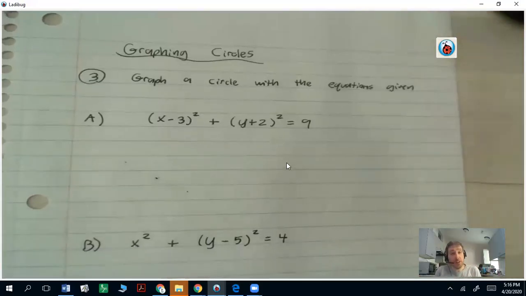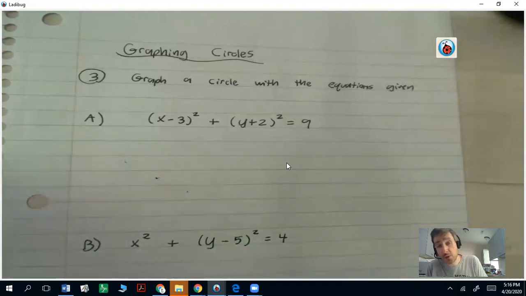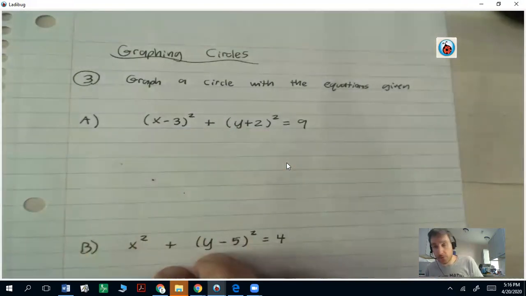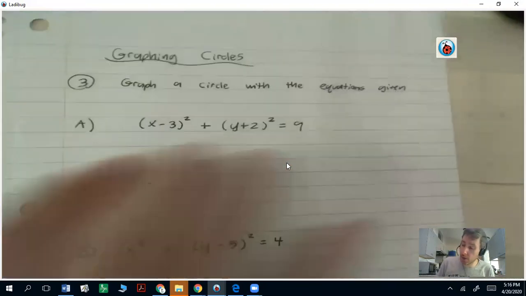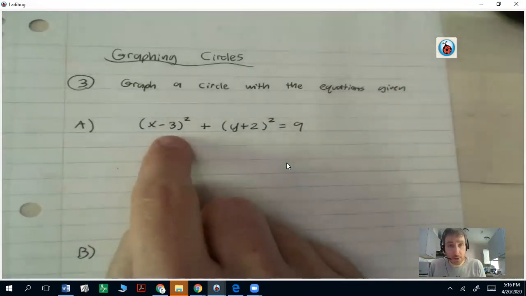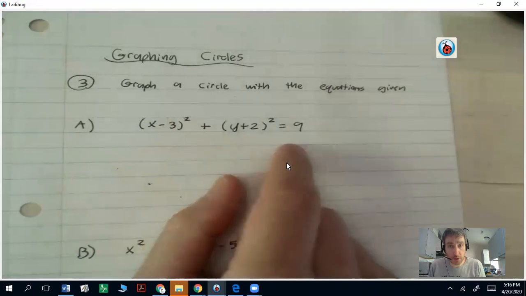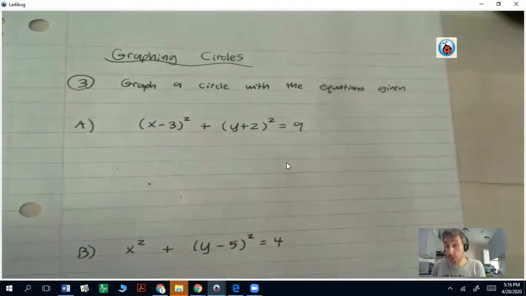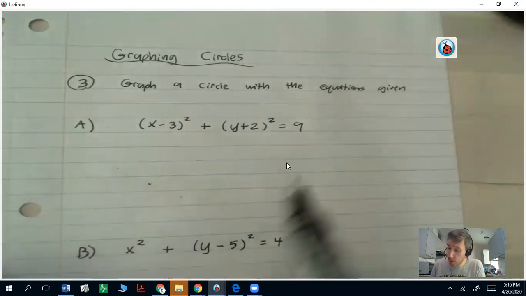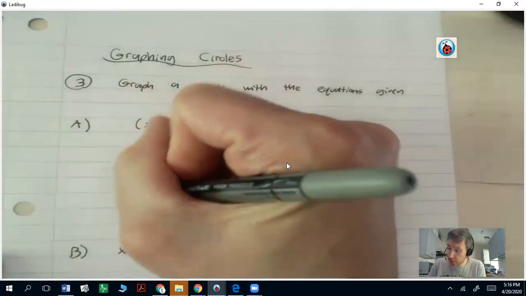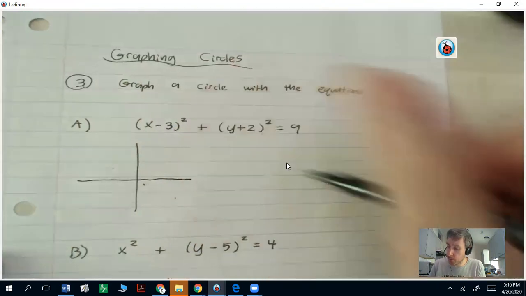All right, in this example, we are going to focus on how to graph by hand circles with given equations for us. So we're going to start with (x minus 3) squared plus (y plus 2) squared equals 9. We can graph these in Desmos and check our answers. So what we'll do is we'll identify the center and the radius per our last example.